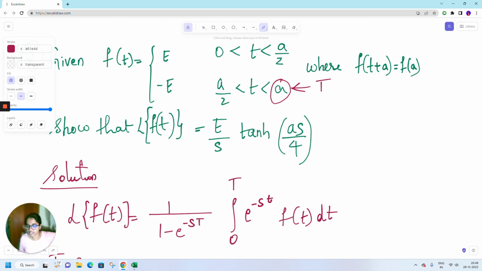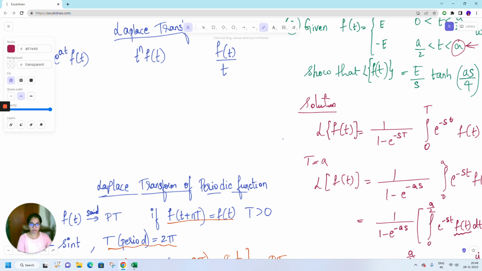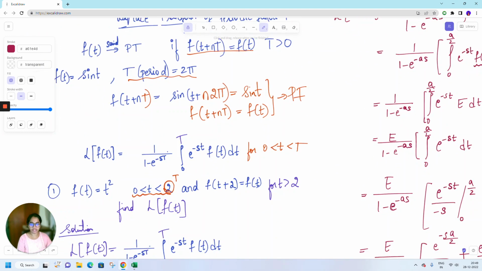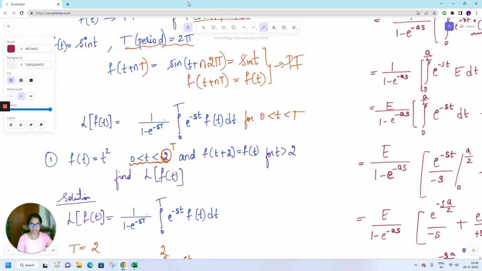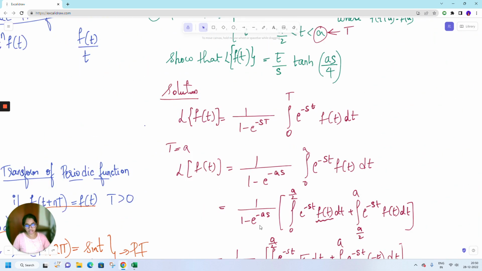Okay. Now, what did we study in today's class? We studied about periodic function. How do we solve the problems on periodic function? We have a formula as I've given here. This is the formula. If they ask you to find using periodic function, the first step is to substitute the formula. The second step is to substitute the capital T value. You should be able to identify T, that is the time period. And then you just have to integrate.